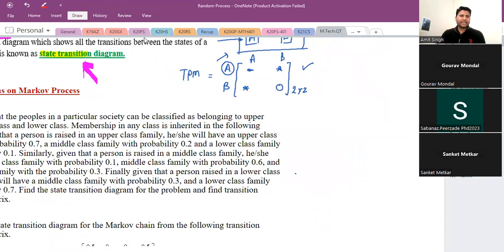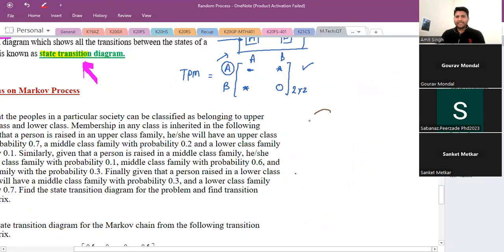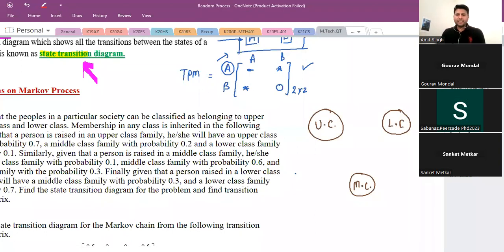So we can draw it like this. I am taking this as upper class. This state represents an individual in upper class. Another we can make lower class and another we can take middle class. So this circular notation represents the three states for the situation: lower, upper and middle. Now let us see what else is given to us.